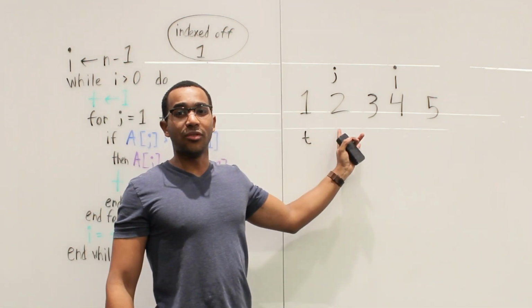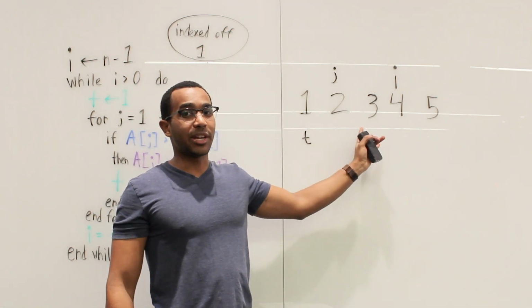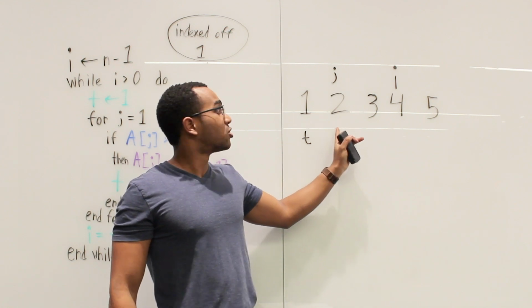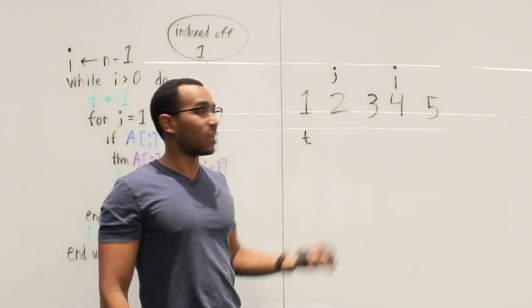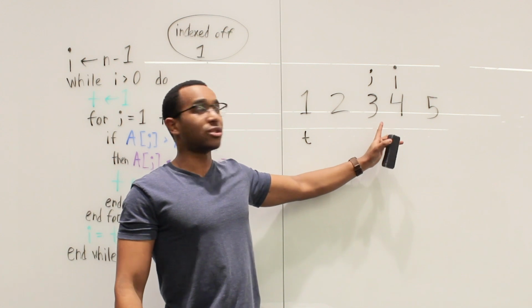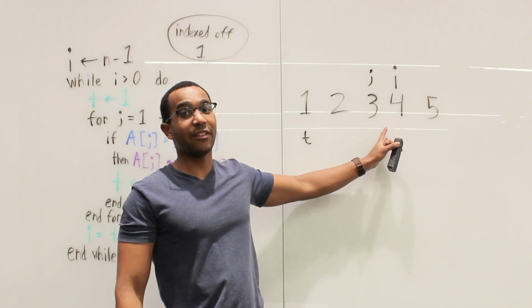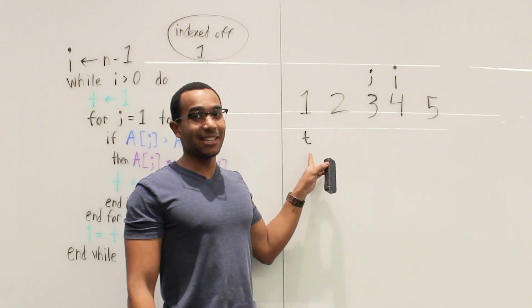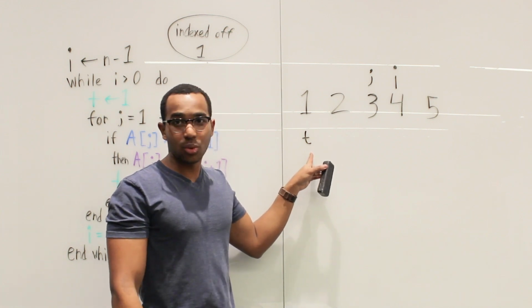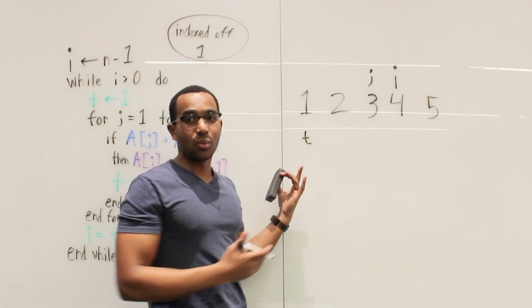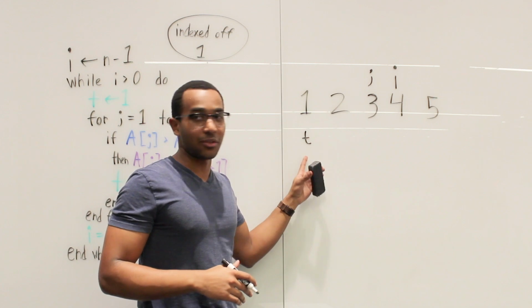Okay, so 2 versus 3. Is 2 greater than 3? 2 is not greater than 3, so we're going to advance J. Compare 3 and 4. Is 3 greater than 4? No, it's not. Advance J. And I want you to notice, T is still standing back here. The last swap is at the very beginning because we haven't done anything. This is the default for T.